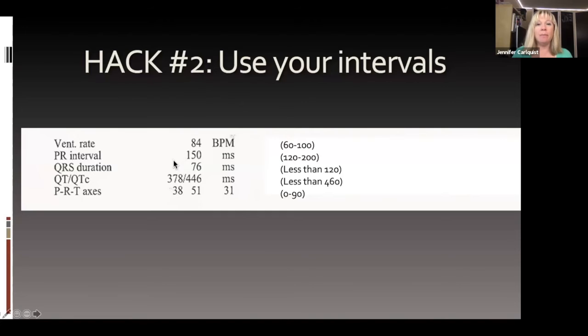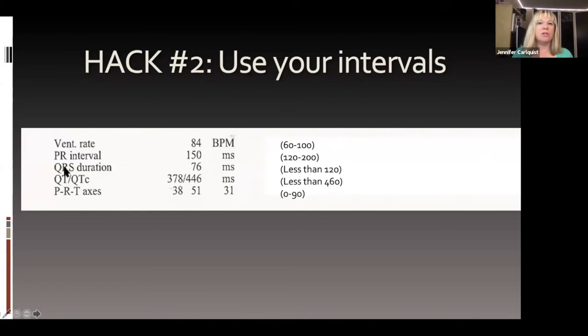This can be helpful when you have a Wolff-Parkinson-White patient. If this is short, less than 120, you have to alert your brain to go back into the EKG and look specifically for delta waves that are associated with Wolff-Parkinson-White. So this is just one way those intervals are helpful.